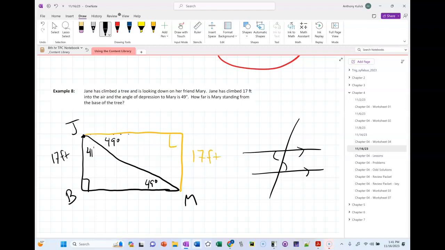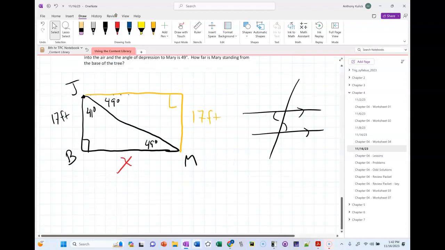Or you could have taken and made that angle 41, right? Why? How do I know that angle is 41? Because it's 90 minus 49. Yep. And then we're looking for how far Mary is from the base of the tree, so that's that side x. If we wanted how far Mary is from Jane, what are we looking for? Hypotenuse, right? If I just ask how far Mary is from Jane, the straight line is the distance. That's the hypotenuse. Everybody's cool?